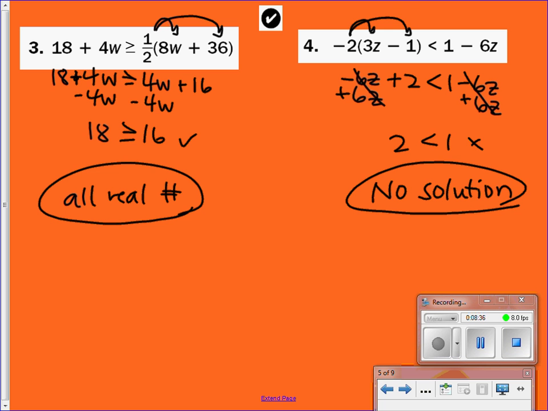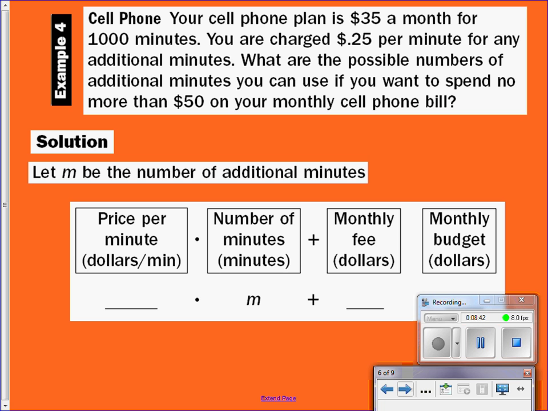True is all real numbers. Real numbers is basically anything that's not imaginary. And no solution means it was false. You will also have to write multi-step inequalities.